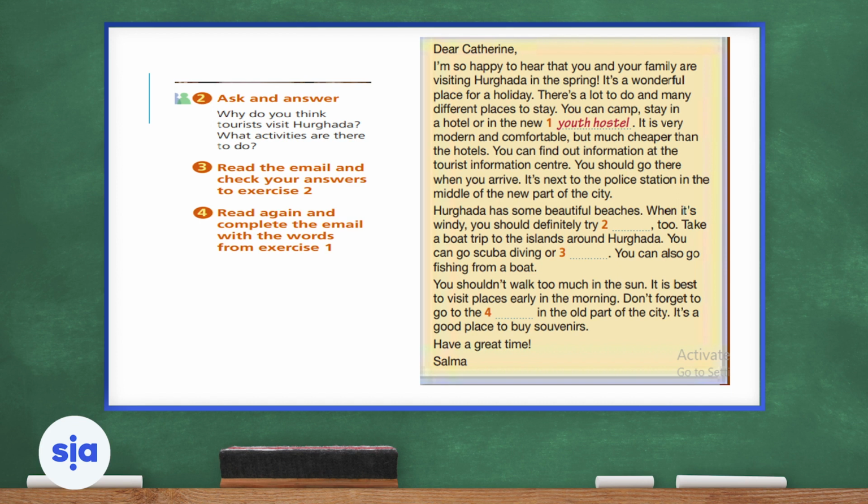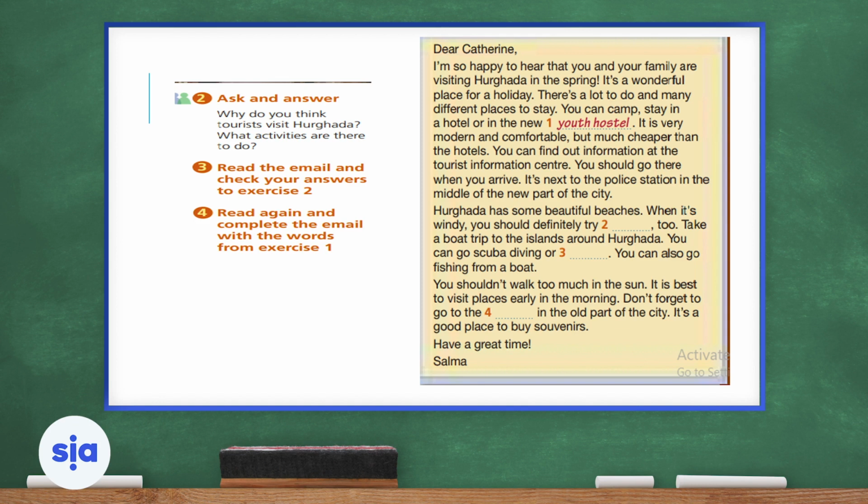You should go there when you arrive. It's next to the police station in the middle of the new part of the city. Hurghada has some beautiful beaches. When it's windy, you should definitely try to blank too. Take a boat trip to the islands around Hurghada. You can go scuba diving or blank. You can also go fishing from a boat.